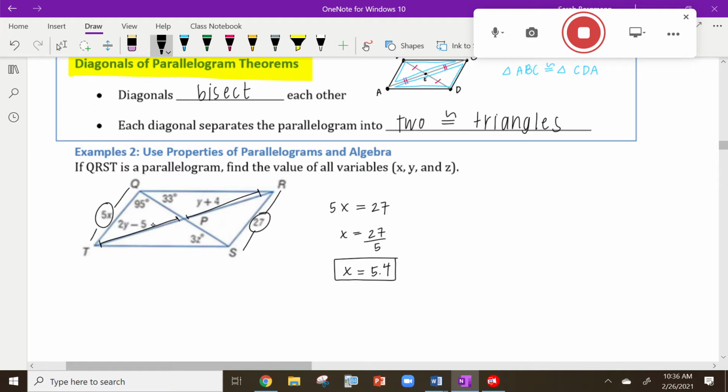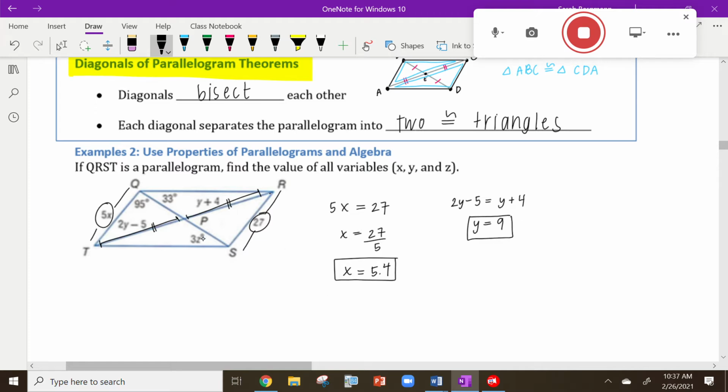I say half because I know diagonals split each other into congruent pieces, so TP must be congruent to PR. So I know 2y minus 5 must be equal to y plus 4. I can solve that by subtracting y on both sides and adding 5 on both sides.